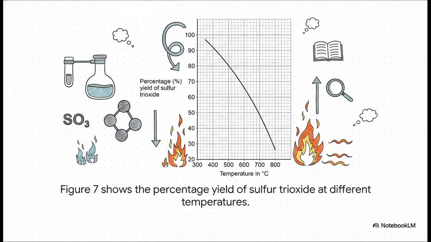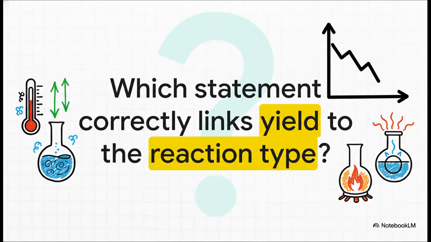Well, if you follow the line, you can clearly see that as the temperature gets higher, the percentage yield gets lower. Just noticing that simple trend is your first step to nailing this question. Okay, so you're given these 4 options. Your job is to connect the dots. You need to link the trend we just spotted in the graph, that lower temperatures give a higher yield, with the right scientific reason. Is the reaction exothermic or is it endothermic?